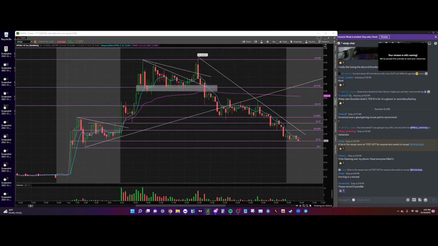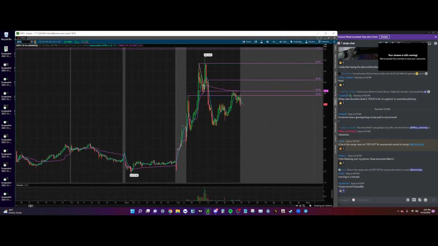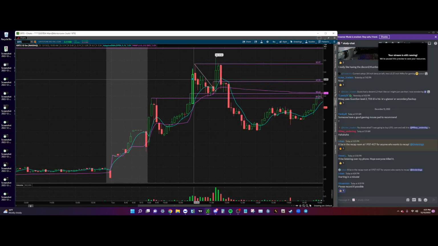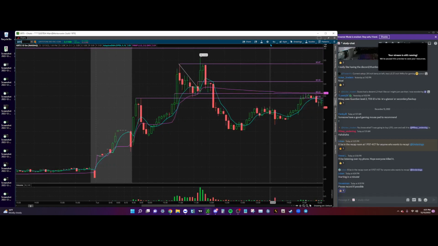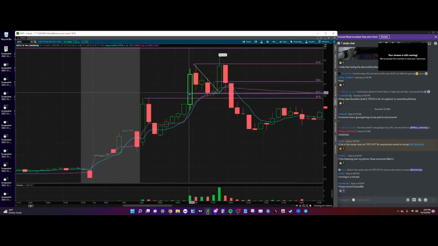Next trade of the day for me was on GRTS. GRTS was nice. Had a nice 5-minute flag against this pivot, 318 area over here, 320 as well. I was looking for 318 ads, but then I noticed this pivot on the 5-minute. It's actually a 10-minute flag look. This is where I was getting long.